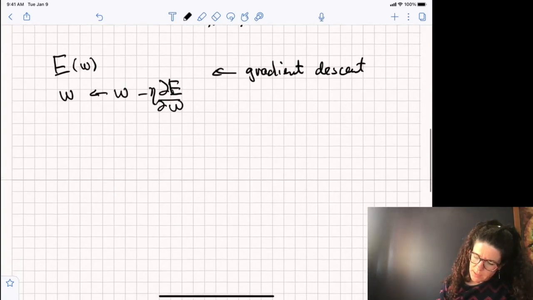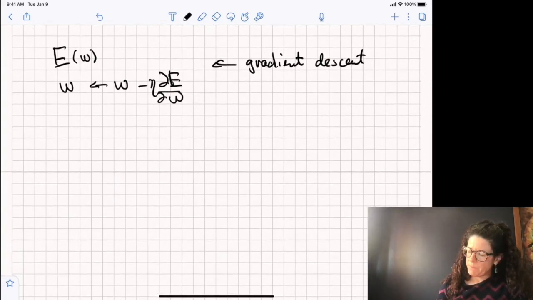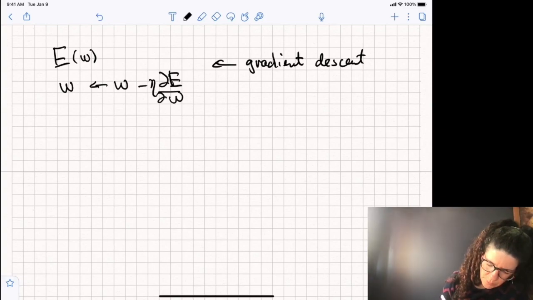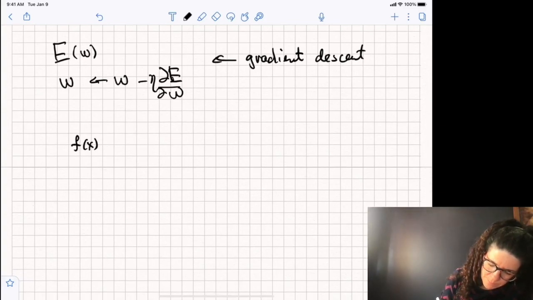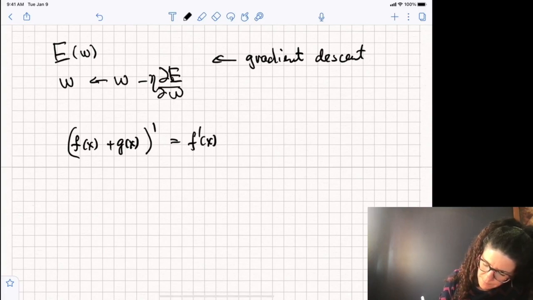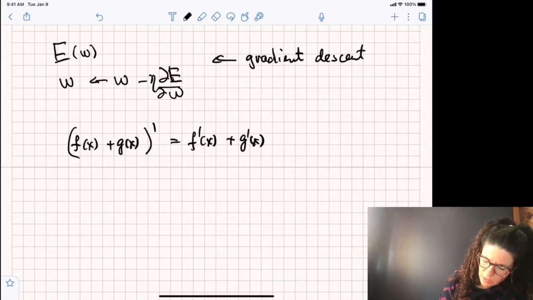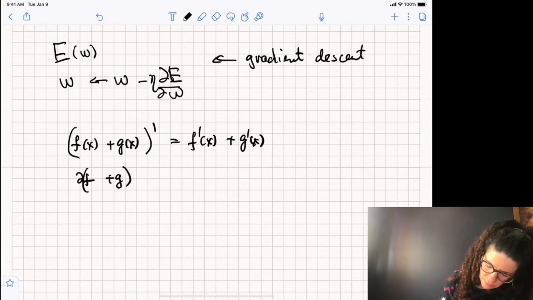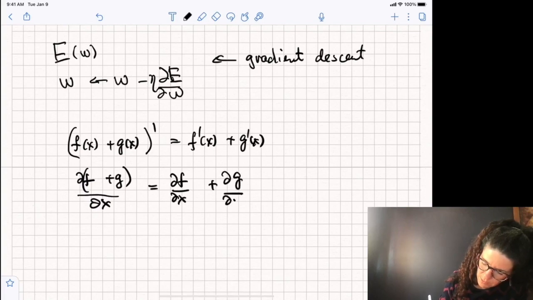Before we get into that, let's remind ourselves of a few properties of derivatives. For example, suppose you have a function f of x plus g of x, and you want to take the derivative of that. Well, that is just f prime of x plus g prime of x. Notice that when I say prime, this is the same as differentiating with respect to x: df/dx plus dg/dx.